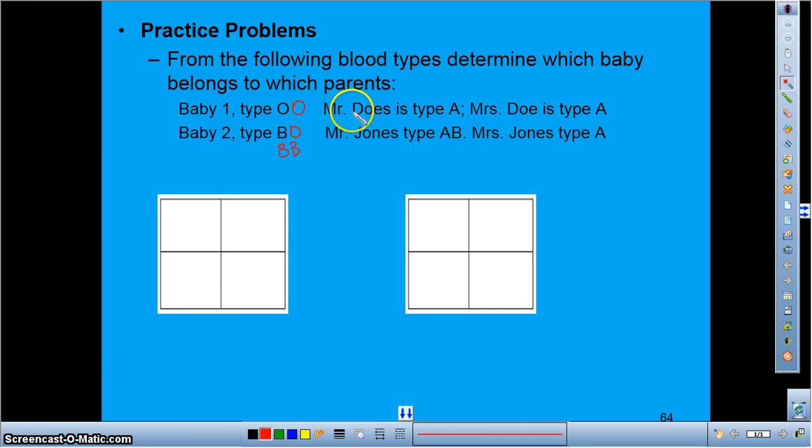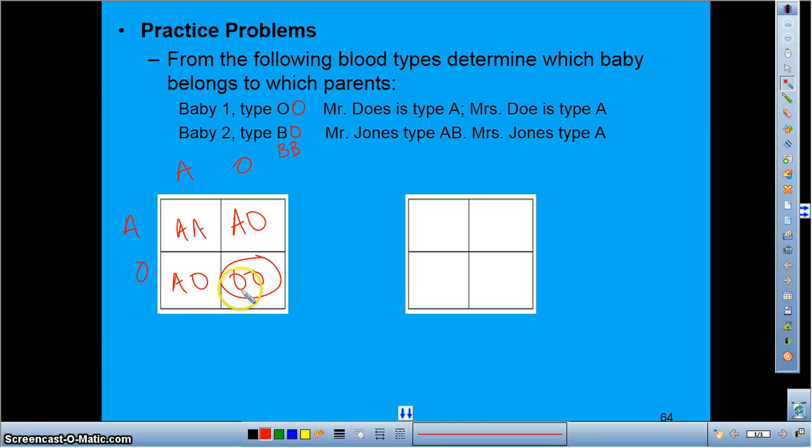So, Mr. Doe has type A, Mrs. Doe has type A. Is it possible for them to have a baby with type O blood? Well, in order to have a baby with type O blood, they would each have to be heterozygous. So if this is the first scenario, is it possible if they both have 2 copies of the A allele? No, not at all. But you can see if they are heterozygous, they can end up with a child with type O blood.